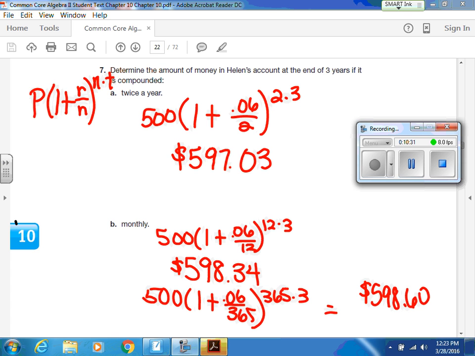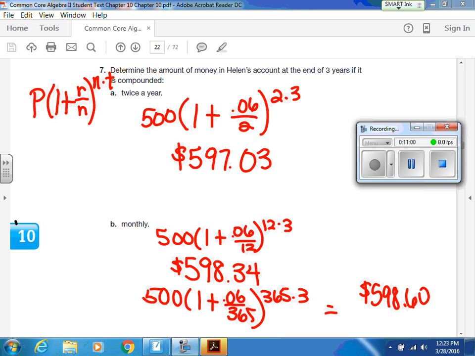That's daily. If you could do it every hour, it'd be a little bit more. If you could do it every minute, it'd be a little bit more. If you could do it every second, it'd be a little bit more, until you reach this thing called continuously compounded. And continuously compounded means just what it says: it's continuously, instantaneously always being compounded.